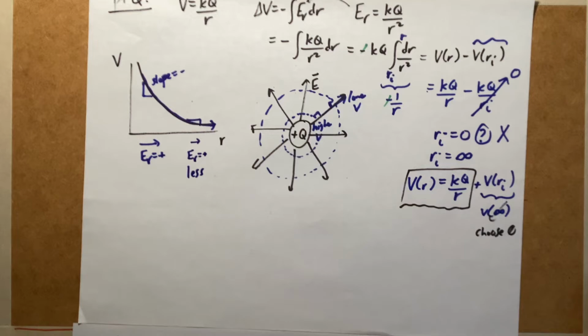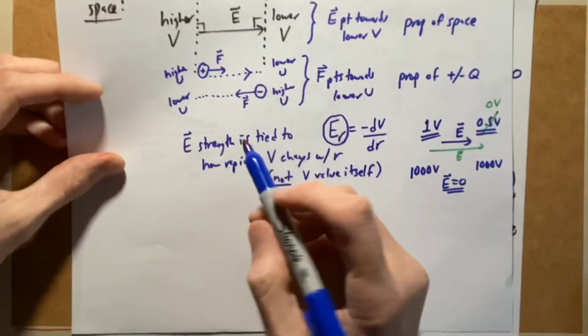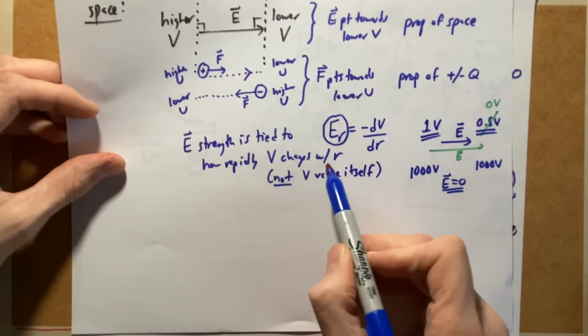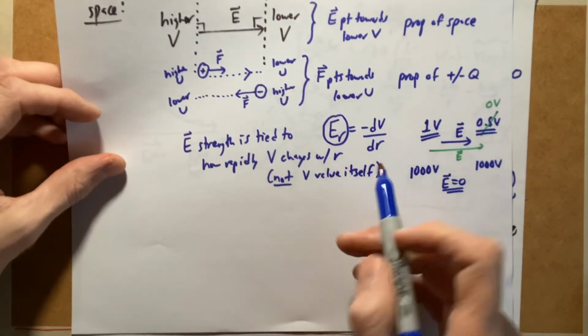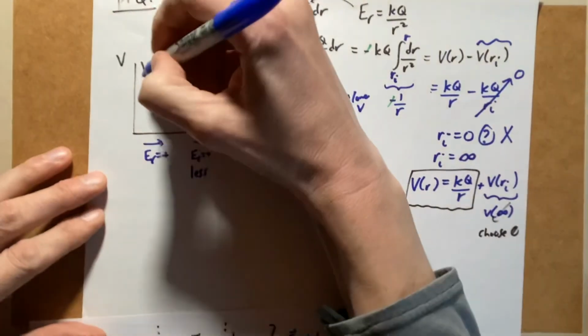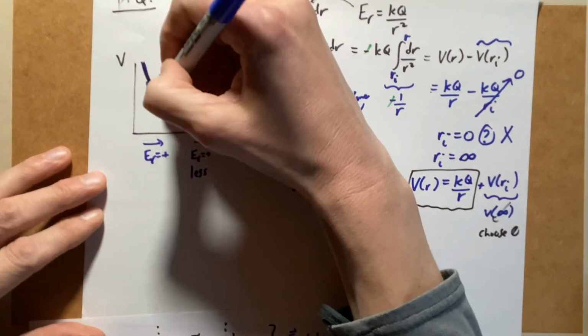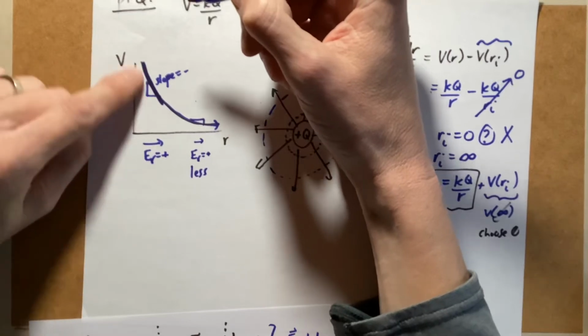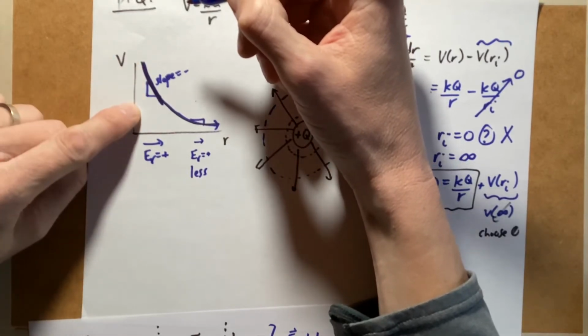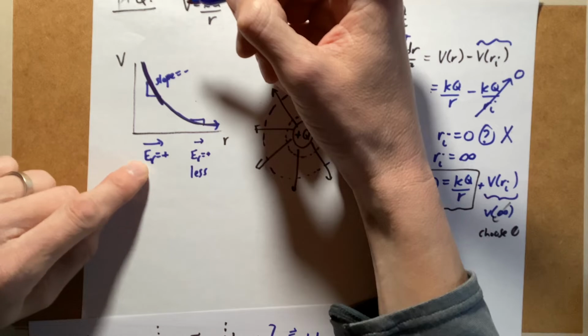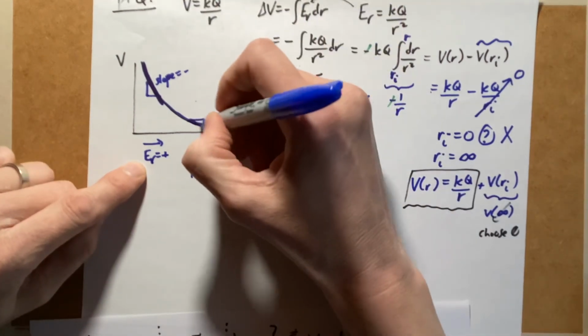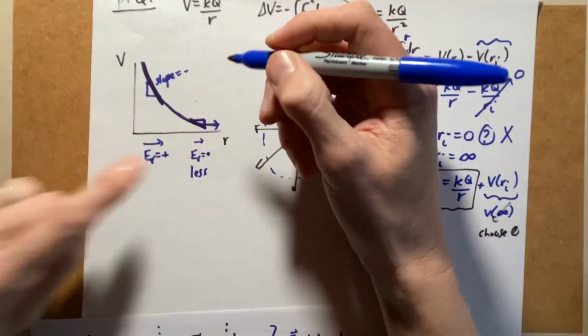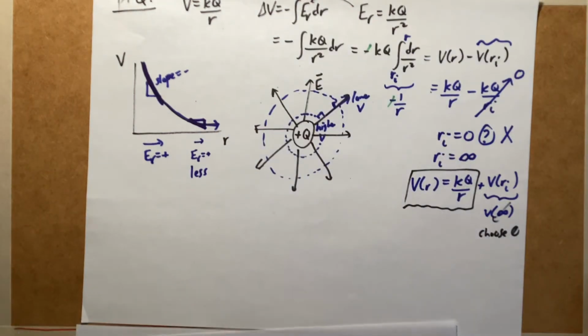And what we also said was that the electric field strength is tied to how rapidly the voltage changes with distance, not the voltage value itself. So if you look here, these are very steep drops. This is where the hill is very steep. There is a large precipitous plunge in voltage. Therefore, the electric field strength is very high. Over here, it's starting to flatten out, and so the electric field strength is less. Remember, the electric field is tied to how rapidly the voltage changes.